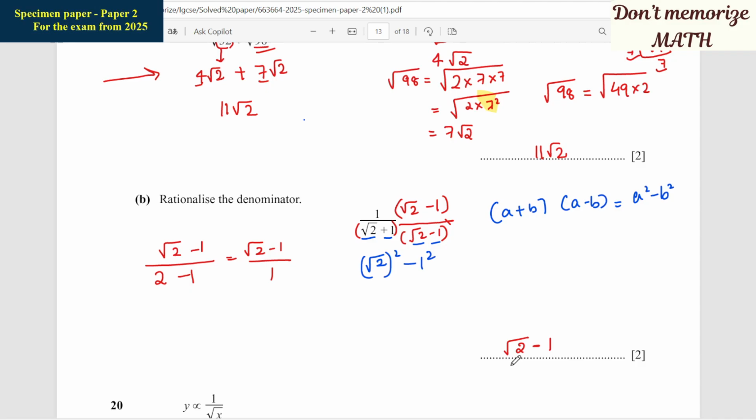Okay, so I will repeat one more time. So rationalizing the denominator is, whatever you have in the denominator, take the opposite sign. Here we have square root of 2 plus 1, so you can multiply both numerator and denominator with the opposite sign, that means square root of 2 minus 1, you can multiply them. Okay, so that you can rationalize the denominator. Okay, I hope it's clear for you.